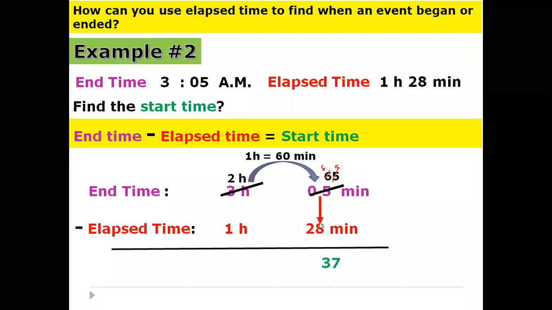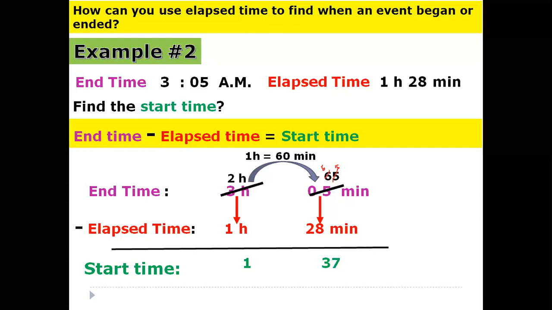Because the 28 minutes is already more than the 5 minutes. So even if you borrow from the 0 or whatever the number is, you can't subtract them. So we borrow from the hours. Now, 2 hours take away 1 hour, 1 hour will be left. So this is the starting time.